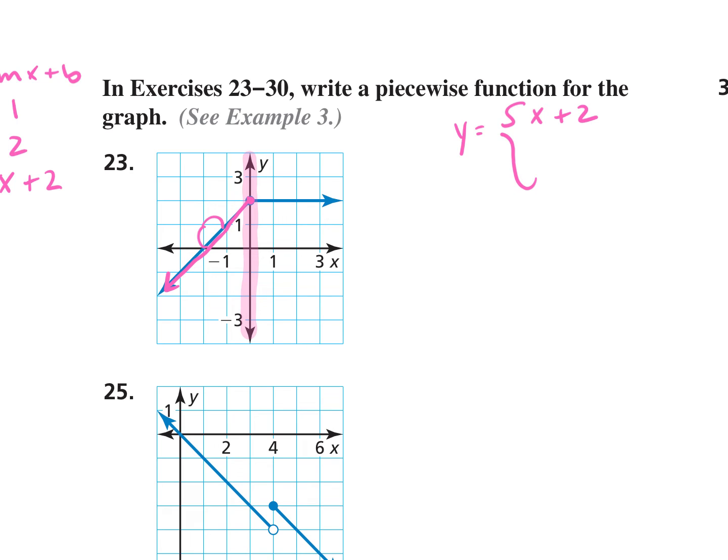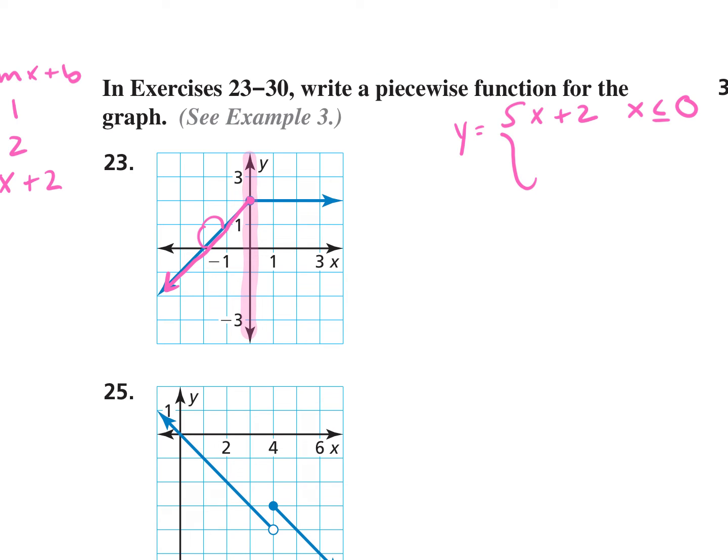What x value does this part of the graph stop at? At 0. Are we looking at x values that are less than 0 or greater than 0 over here? Less than 0. So I would put x is less than 0. Now, it's a closed circle, so we could put less than or equal to.